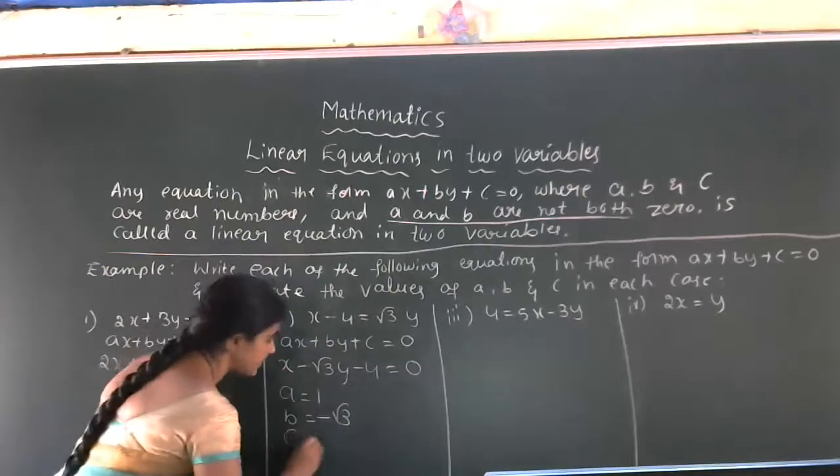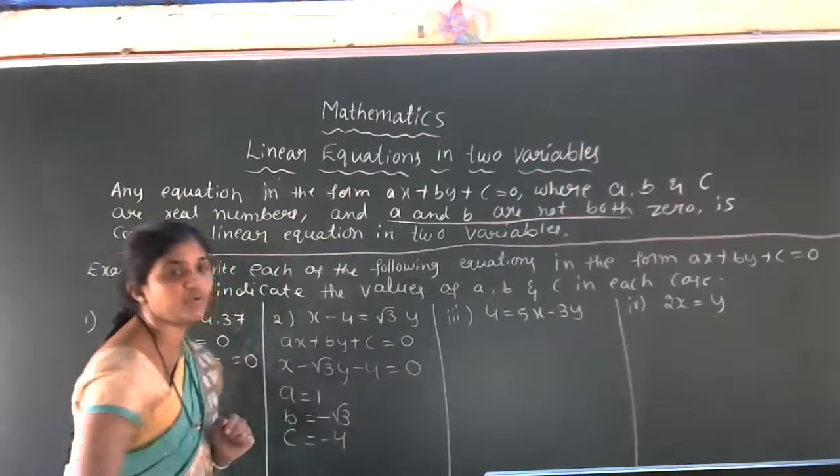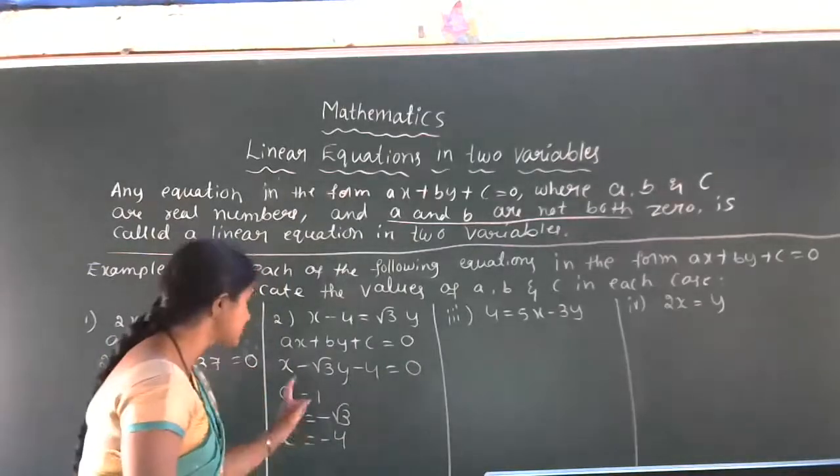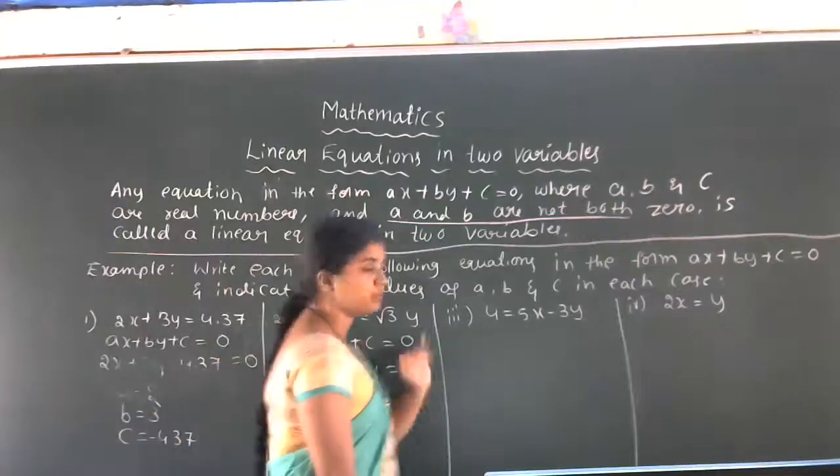What is the value of c? c is minus 4. Got the idea of this one now? c value is minus 4. Now come to this section.